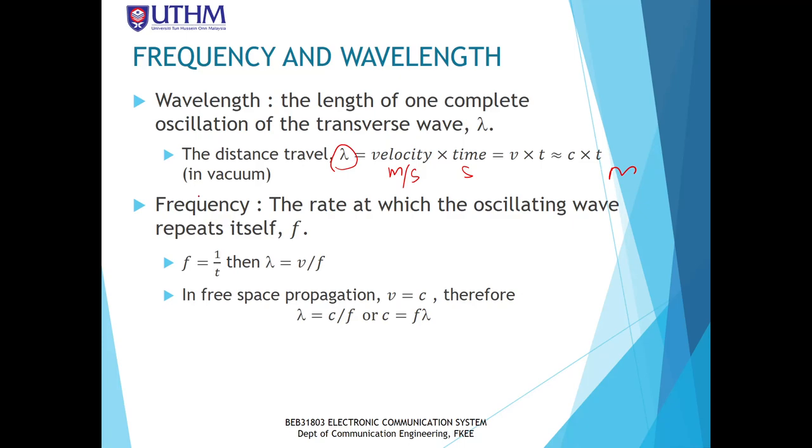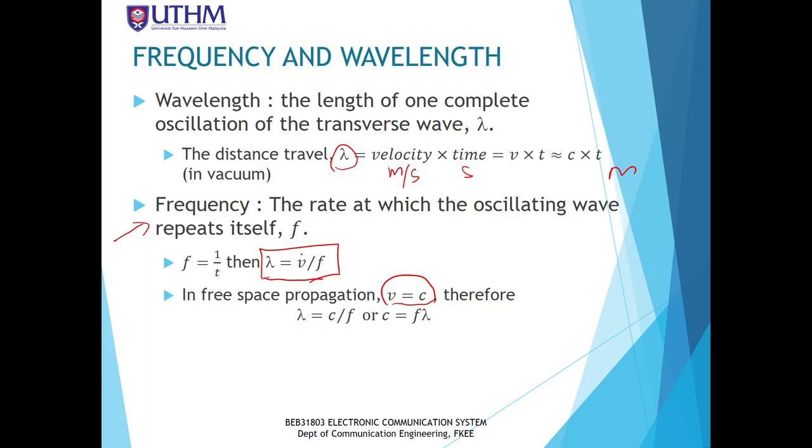And frequency is the rate at which the oscillating wave repeats itself. So f is equal to 1 over T, or we can say that lambda is equal to v over f. And in free space propagation, v is equal to c, where lambda is equal to c over f.